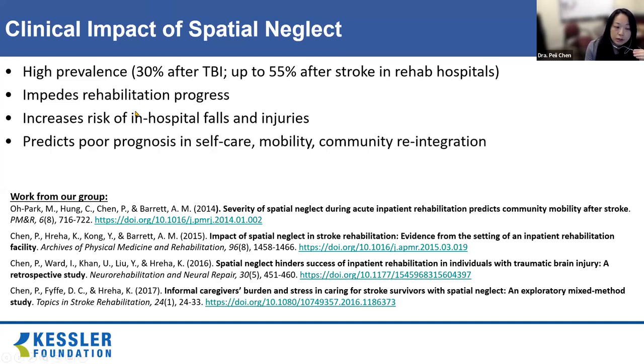And spatial neglect predicts poor prognosis in self-care, mobility, and community reintegration. Once they are discharged back home, it intensifies family caregivers' burden.